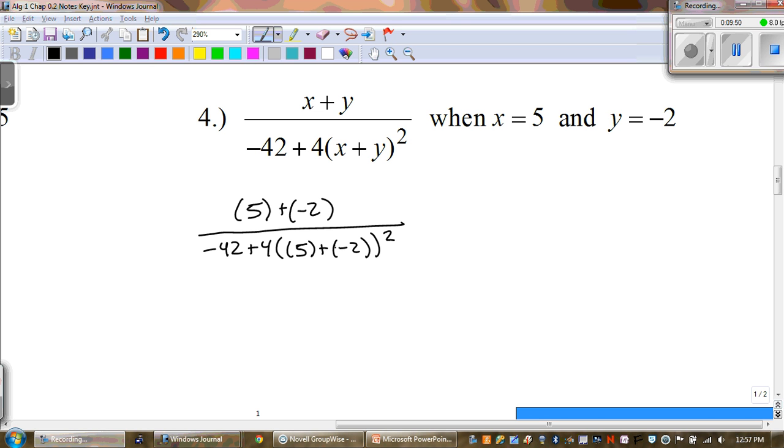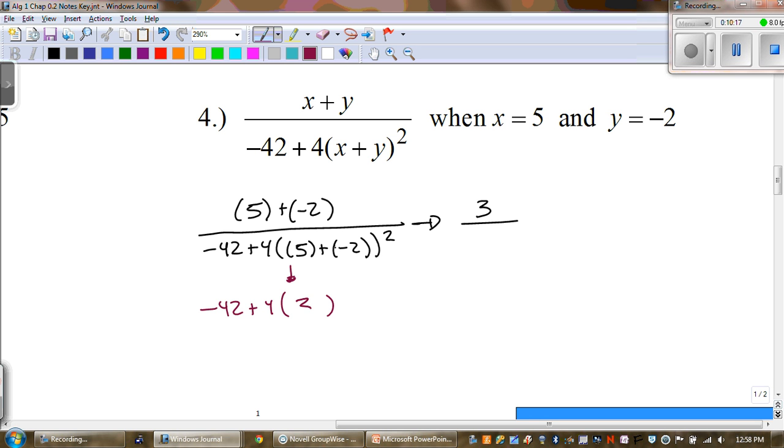Okay, so there you go. Now, the first thing, we want to treat this like 2 separate problems. So the first thing we can do is the top, 5 plus -2. Well, 5 plus -2, that is 3. Okay, so now everything else, I'm going to start and work on it down here. Now we have to do parentheses first. So 5 plus -2 is 3.